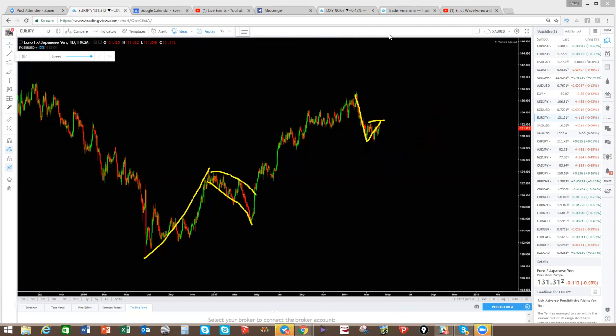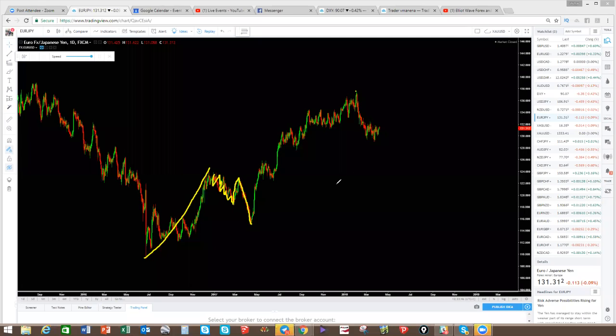Note here, let's get this one off. Note how this first piece here was slow. This one was very slow coming down. Impulse, and then this one was very impulsive. So this one here, the top was fast.